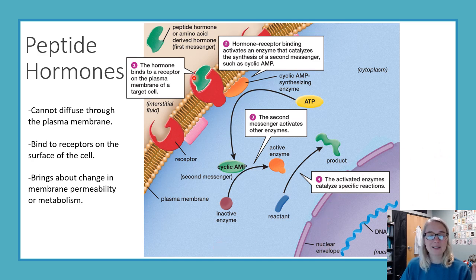So here, because they're large in size or they're polar, they cannot diffuse through the plasma membrane. Those receptors are located on the surface. So they're bound to receptors on the surface of the cell. Hormone binds right here. So that's our step 1. Step 2 and 3, we have all of this kind of chain reaction stuff that's happening inside the cell. It's called a transduction pathway.